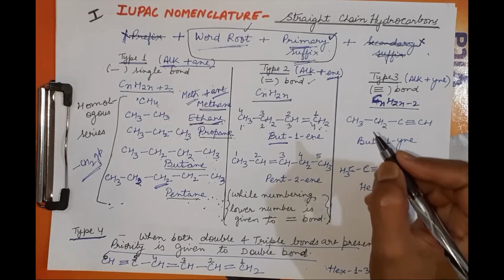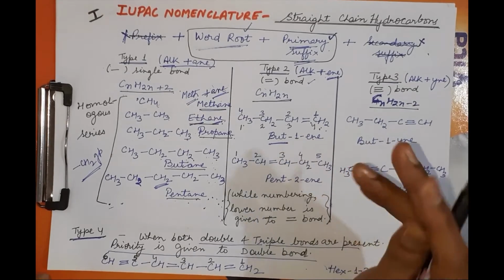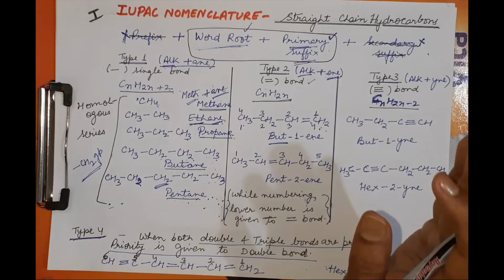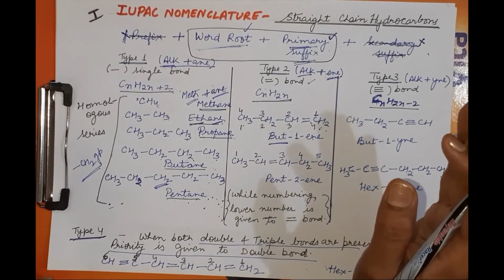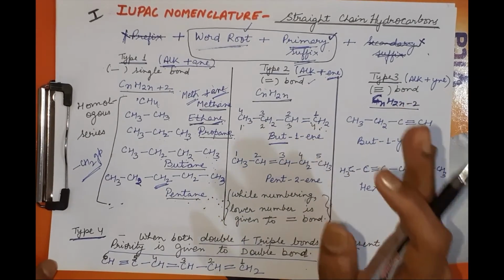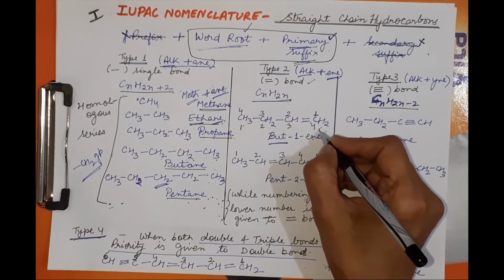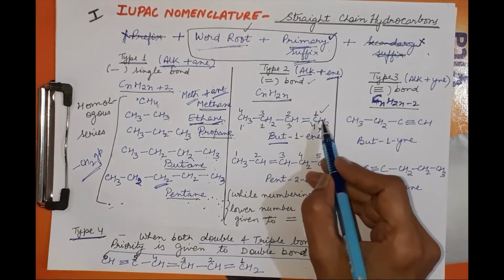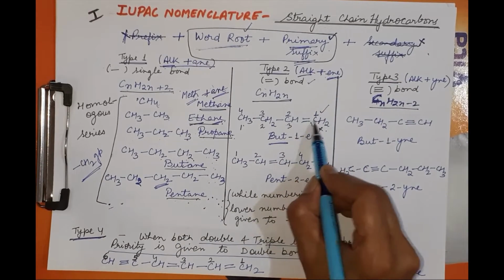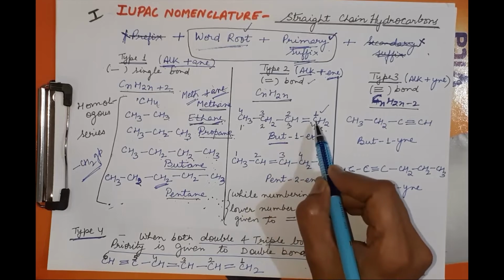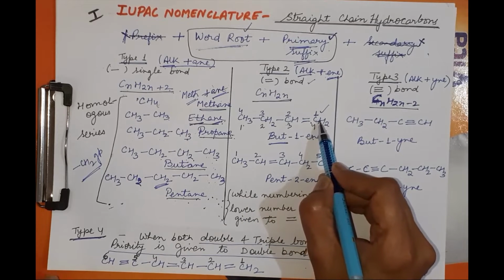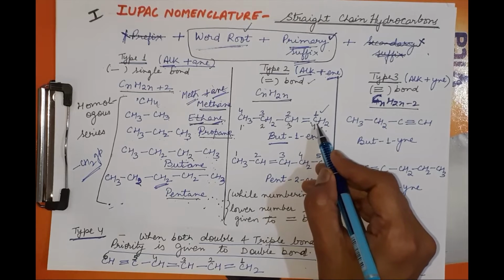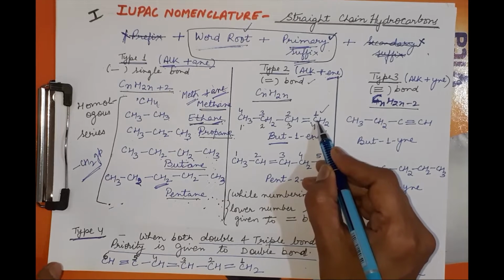So always while numbering, we see the double bond gets the lower number. Now, that way we have to do the numbering. So this is the wrong way of numbering and this is the correct way. In this way, this double bond is between C1 and C2. So while writing the IUPAC name, we will write the location of the double bond, which is according to the lower carbon atom numbering.